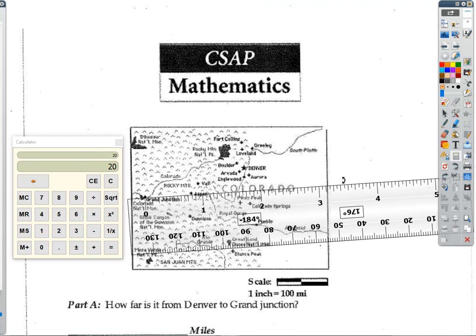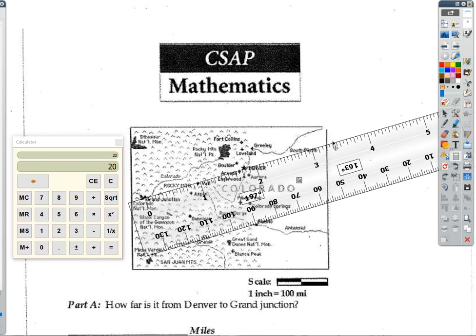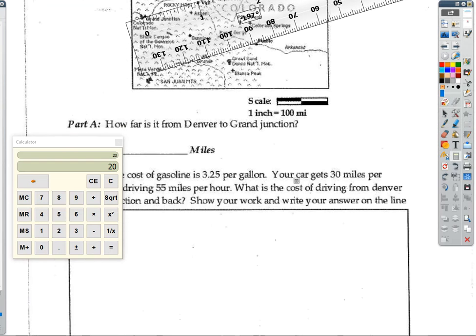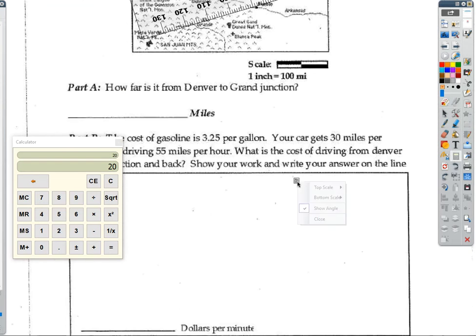I'm going to swing it up to Denver, and on my board it is a little bit less than 2 inches. Now I know in class you measured it at 2 inches, so I'm going to go with 2 inches for now. It could be a distortion on my board. So we're going with 2 inches. If each inch is 100 miles, then 2 inches is going to be, what's that? There we go. Then 2 inches is going to be 200 miles.